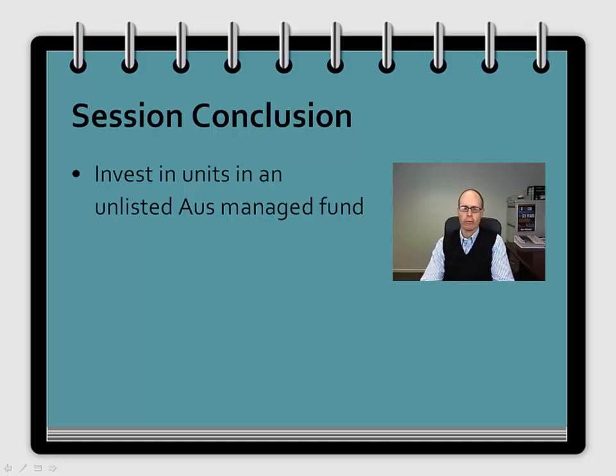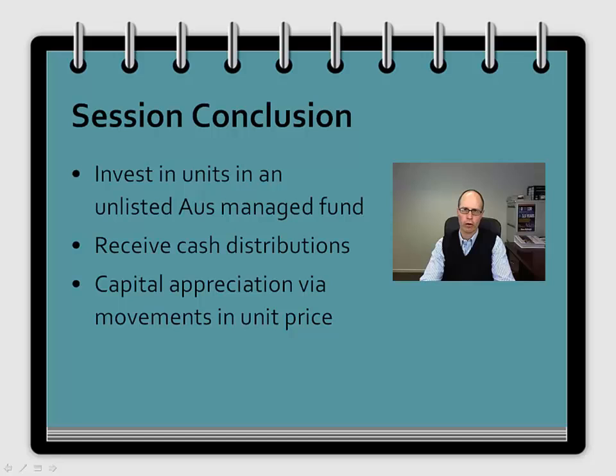So, a session conclusion. What you're doing here is that you are investing in units in an unlisted Australian property fund. In return, you will receive cash distributions plus also capital appreciation as and if the unit price goes up in value, which is reflective of increases in the value of the commercial properties that we buy in the United States. You can then sell or redeem your units back to the fund if you want to get cashed out.